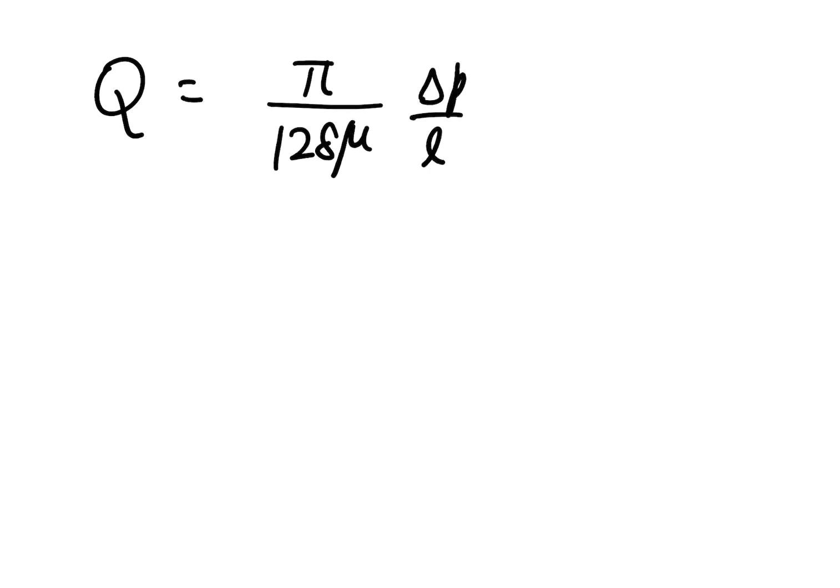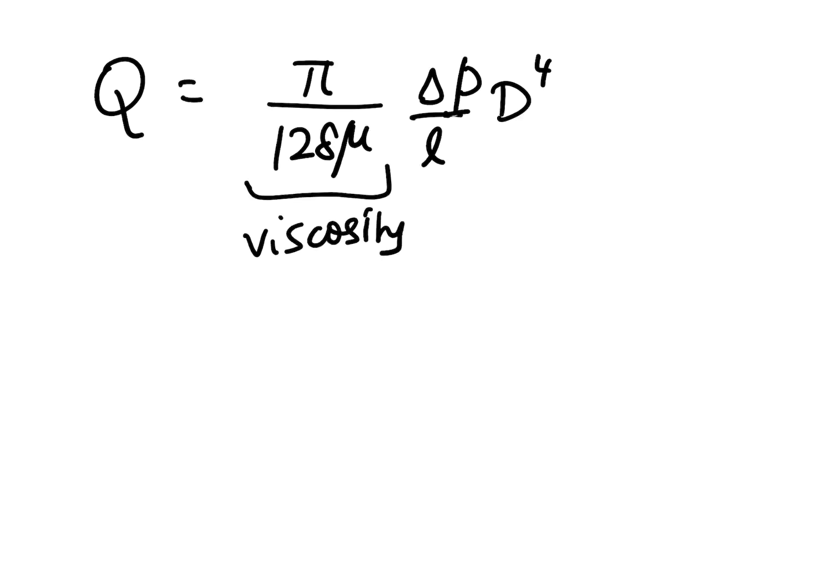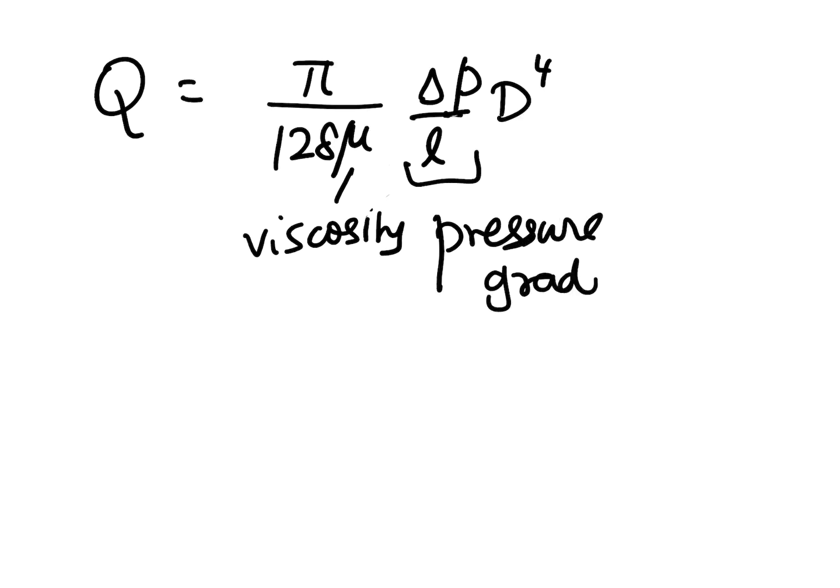If I put the numbers in, I have Q equals pi by 128 mu times delta P over L times d to the 4th. This is a pure number times viscosity. This is viscosity, this is the pressure gradient, and this is the diameter of the pipe.